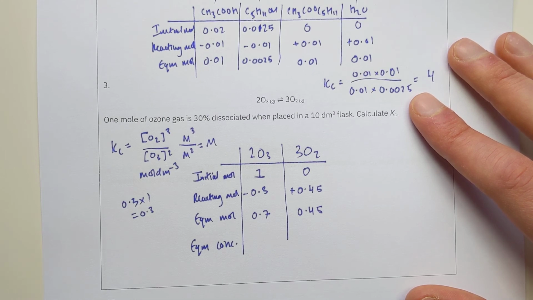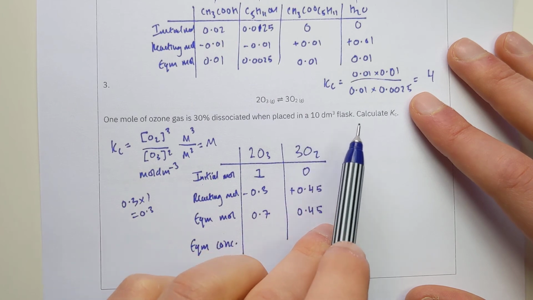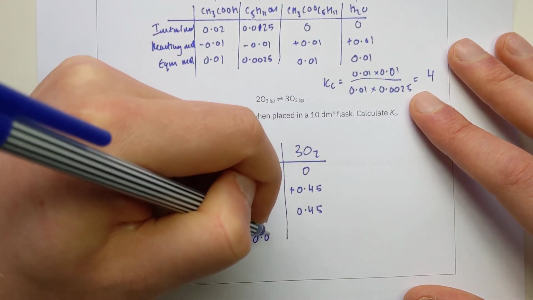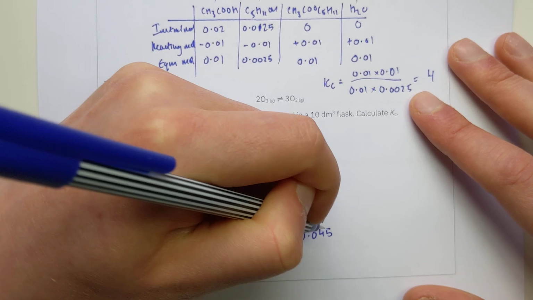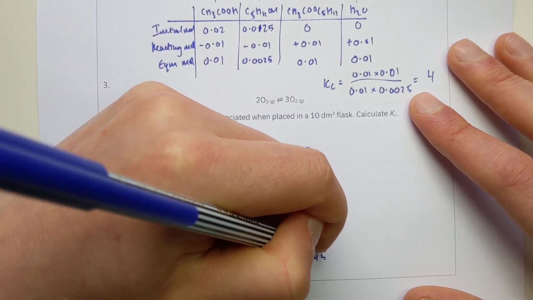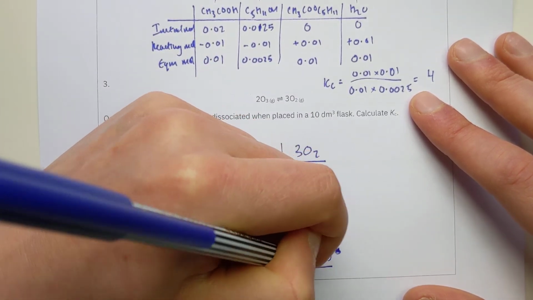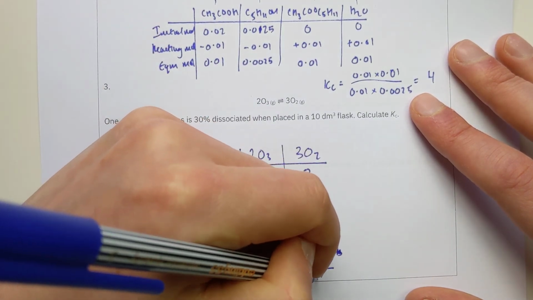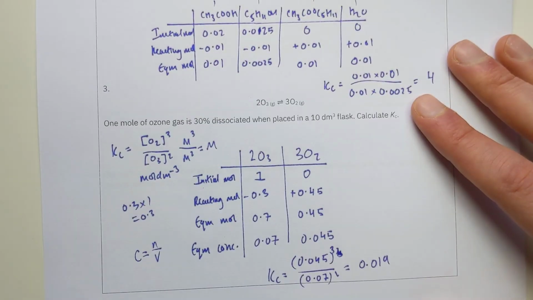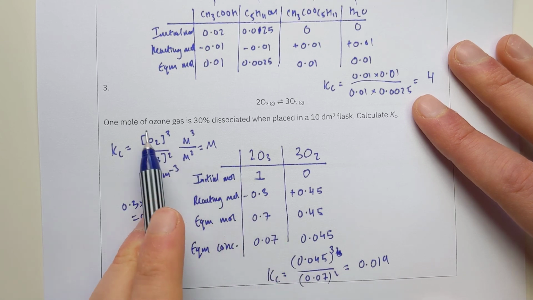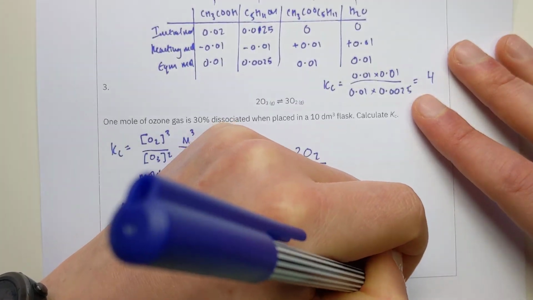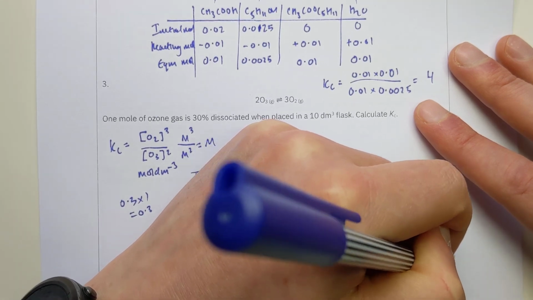Again, at this point, I need to convert it into a concentration. Luckily, it's a nice easy one, just divide by 10 because that's the volume. So remember, concentration is number of moles over volume. So 0.7 divided by 10 is 0.07. Same for this one, it's going to go to 0.045. To turn it into my Kc expression, I need O2 cubed, so 0.045 cubed, divided by O3 squared, which is 0.07 squared. Into my calculator it goes, and I end up with 0.019. Thinking about significant figures, I only had one figure at the start, so it probably is just one significant figure, so that would be 0.02 moles per decimeter cubed, which is the answer.